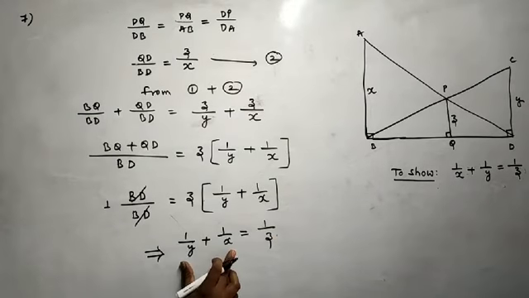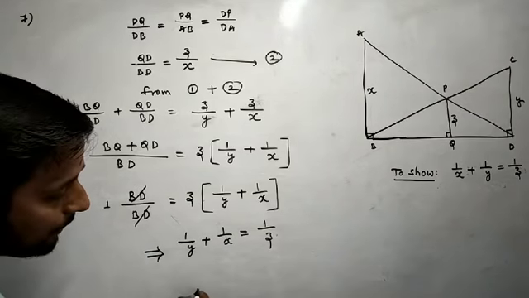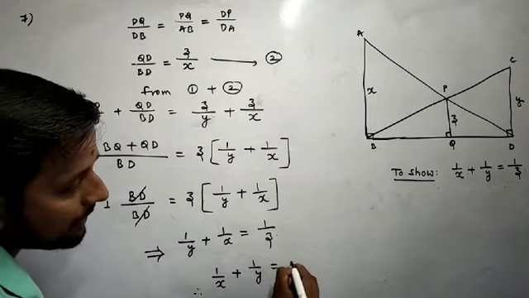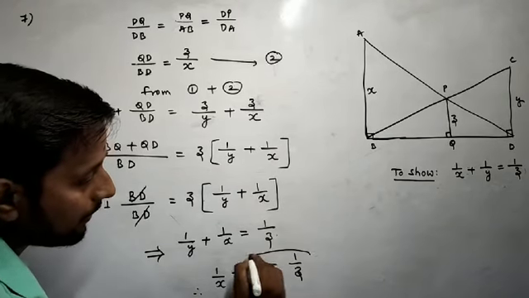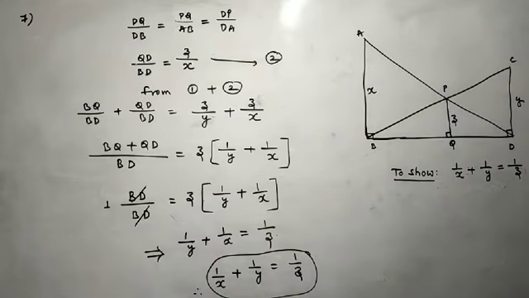By the commutative property, 2 plus 3 is 5 and 3 plus 2 is also 5. So therefore we write 1 by X plus 1 by Y is equal to 1 by Z, which is what was required to prove.